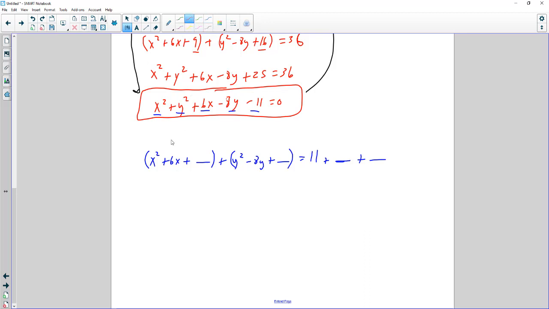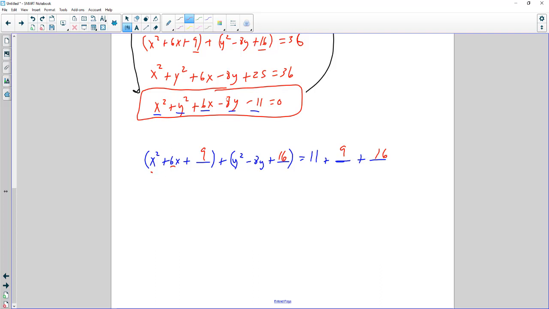So here's how we're going to do this. I'm going to take half of this middle coefficient right here. So what is half of 6? That's going to be 3. And I'll square it. So 3 squared is 9. So I'm adding 9 to the left side, so I'll add 9 to the right side as well. We'll do the same thing here. Half of negative 8 is negative 4, and we'll square that. This will give me 16, and I will add 16 to both sides.